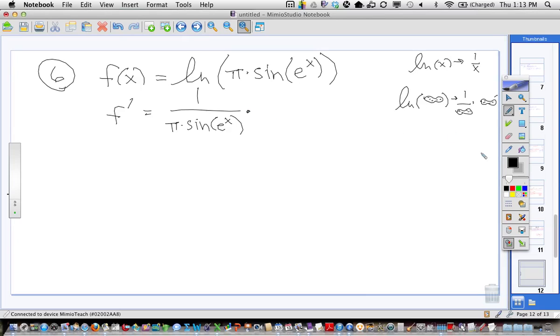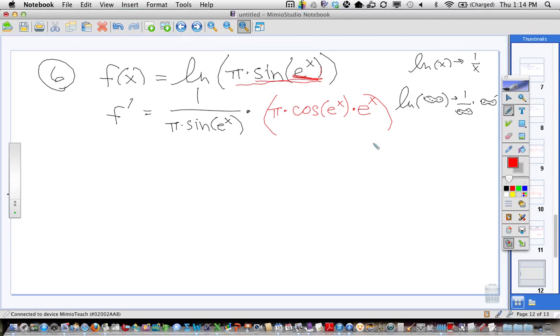Times the last thing, which is the derivative of the inside. Now, pi is just a number, so I put parentheses here, may or may not need them, but let's put them. So the pi is just a number hanging out in front, and then we do the derivative of that. Well, that's an outer and inner thing. That's a chain rule, right? So we do the derivative of the outer part, the sine, which is cosine. We leave the e to the x alone, times the derivative of the inside, which is e to the x.